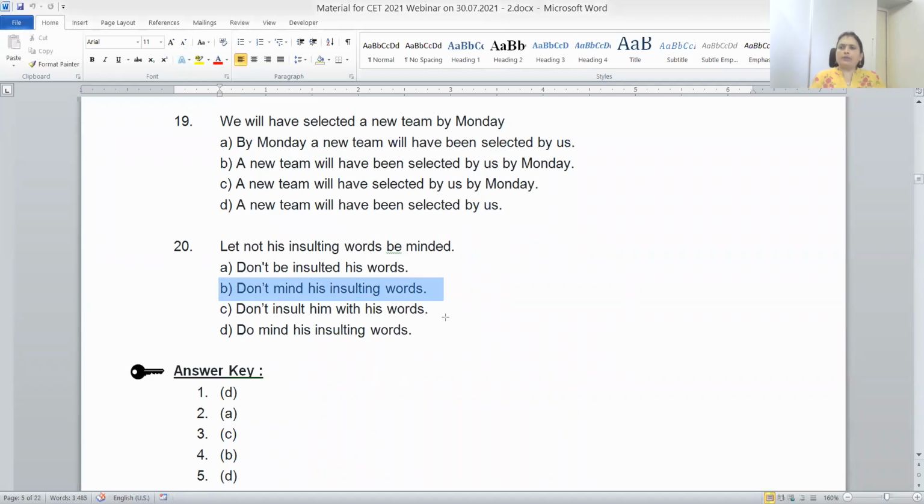Arya, one minute. Okay, let's go to number 19 once again. Arya, remember five minutes ago I told you, whenever you change the sentence from active to passive, by us always has to come in the end. So see, in option B, what is your answer? A new team will have been selected by us by Monday. Can you see here, by us is coming in the beginning? And that is why we cannot accept this option. And that is why option A is your right answer. I hope I have clarified your doubt.